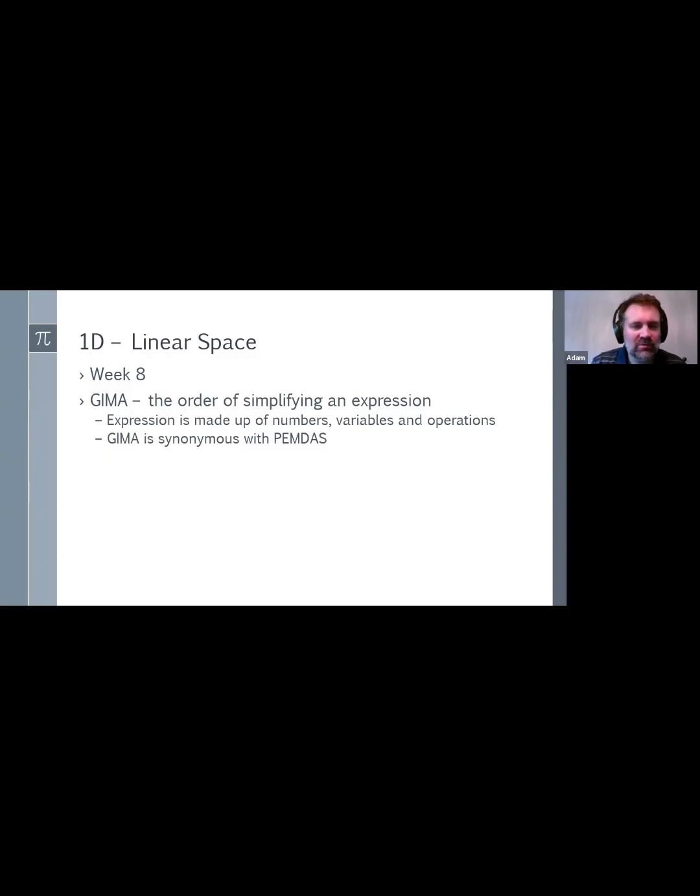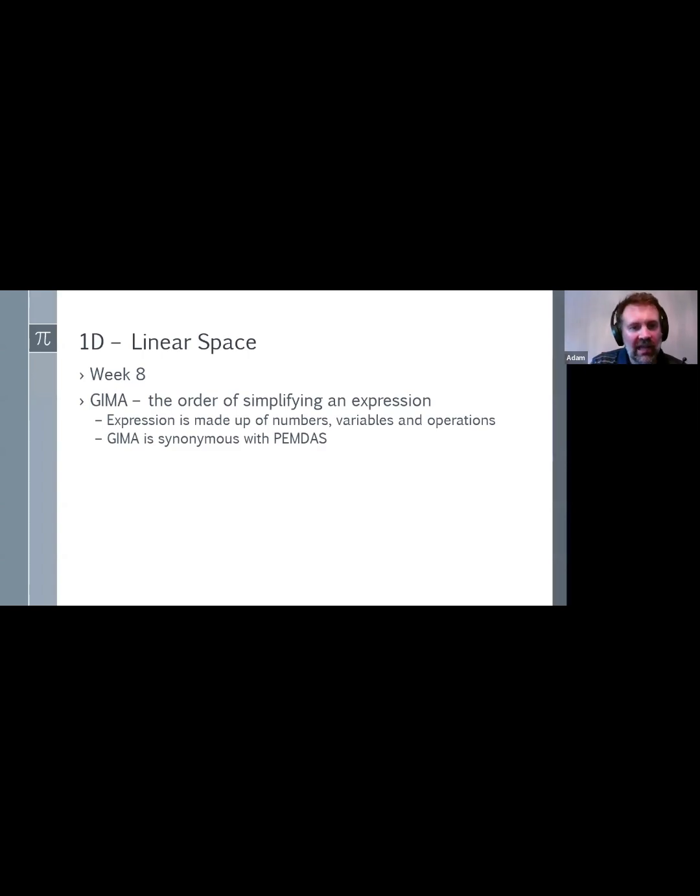So the GIMA is basically, because at first I was like, what is GIMA? And I realized it's really just synonymous with PEMDAS, which you're probably more familiar with. So G is for groups, that's the parentheses. I is for indices, that's the exponents. M is for multiplying or dividing, because they're inverses and they're very similar.